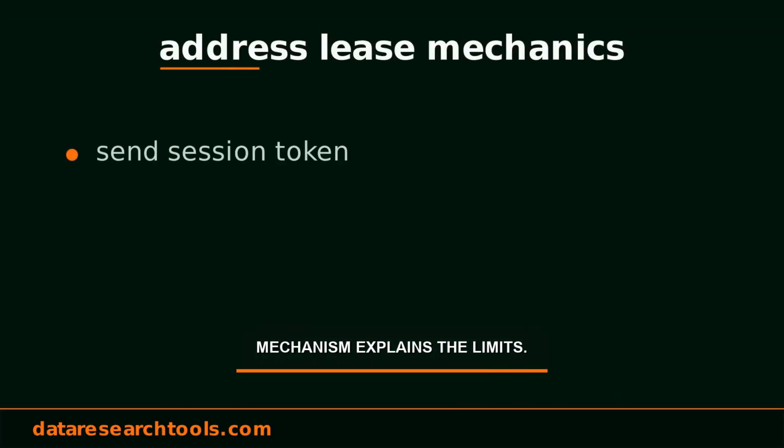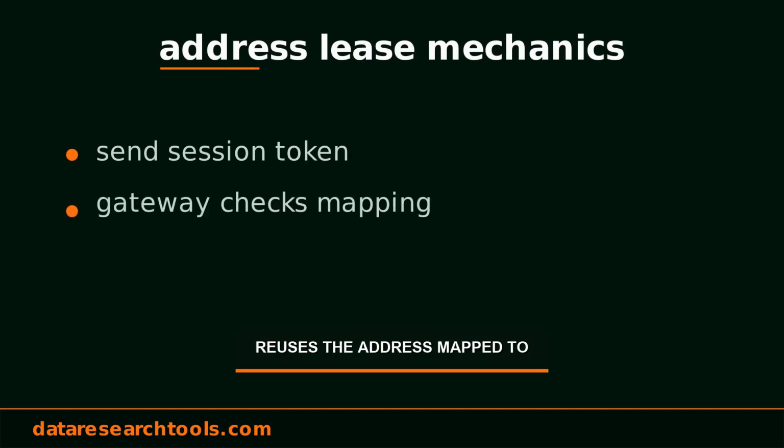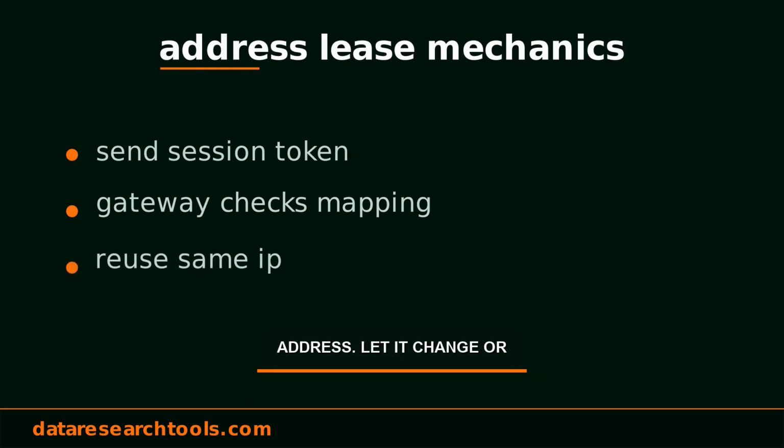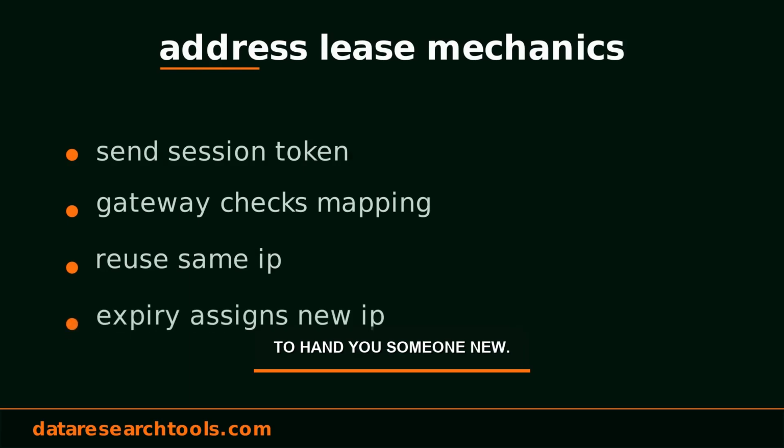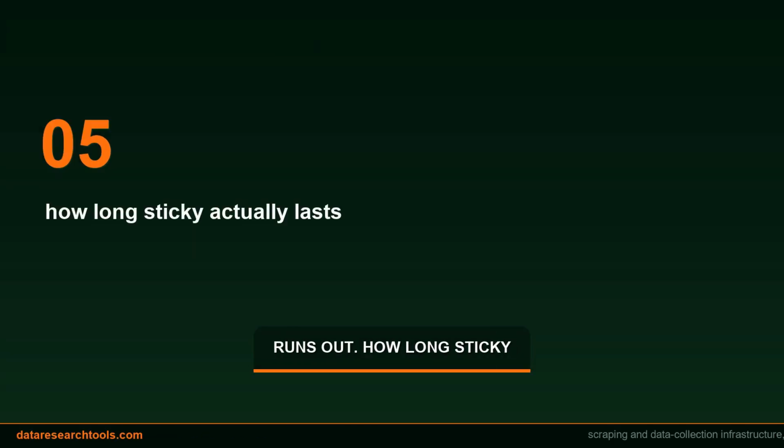How the proxy layer pins an address. The mechanism explains the limits. When you send a session token, the gateway looks it up, reuses the address mapped to it, or picks one and remembers the mapping if there is none. Hold the token steady and you hold the address. Let it change or expire, and the gateway is free to hand you someone new. So stickiness is a lease on an upstream address, and like any lease it has a length and it runs out.